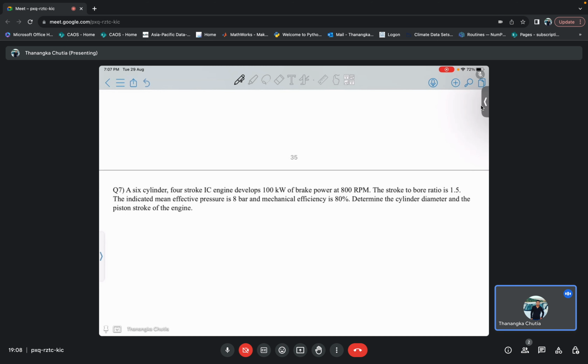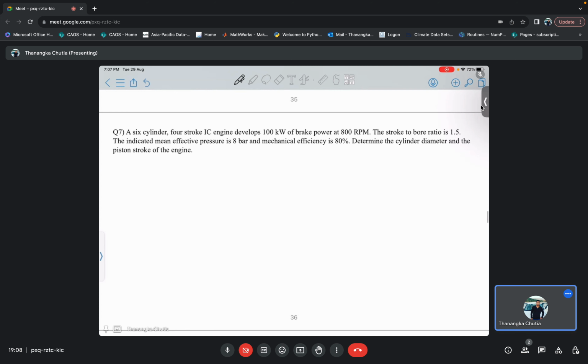So let us go to the next question then. A 6-cylinder 4-stroke IC engine develops 100 kilowatt of brake power at 800 rpm. The stroke to bore ratio is 1.5. Indicated mean effective pressure is 8 bar. Mechanical efficiency is 80%. Determine the cylinder diameter and the piston stroke of the engine.